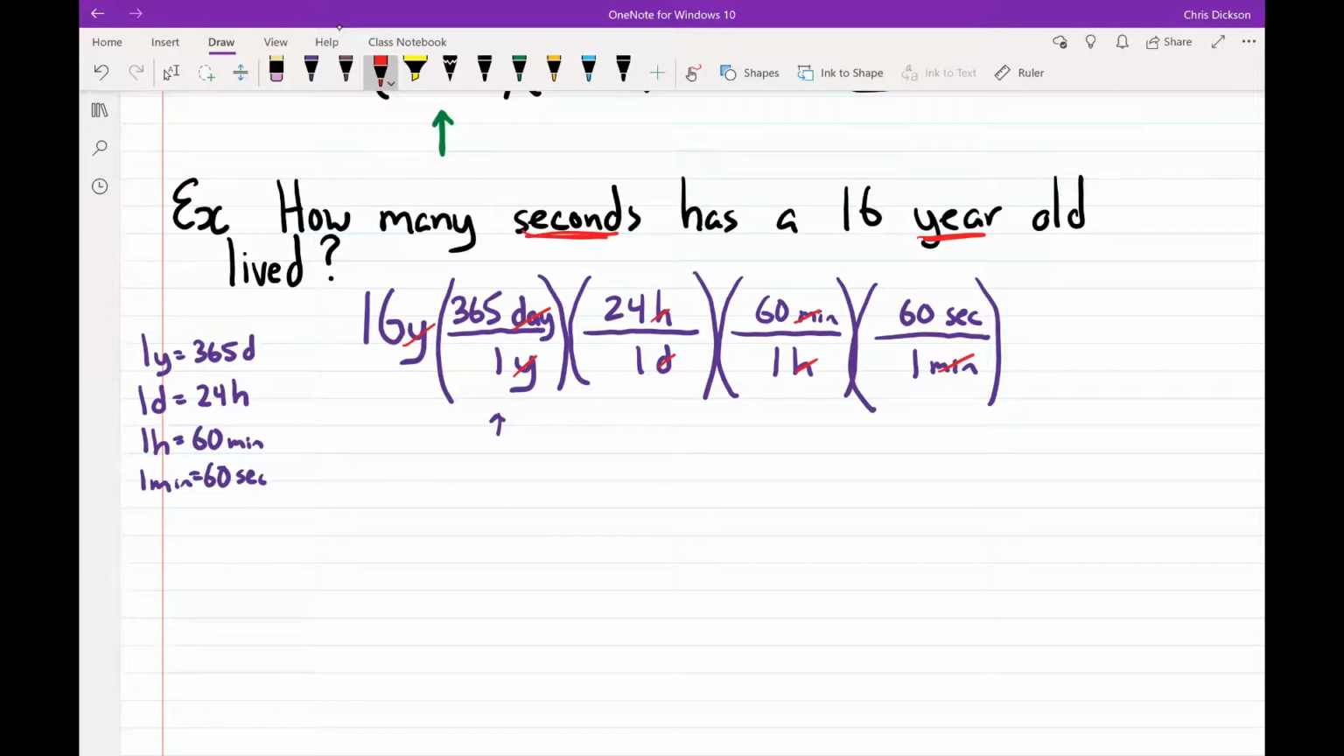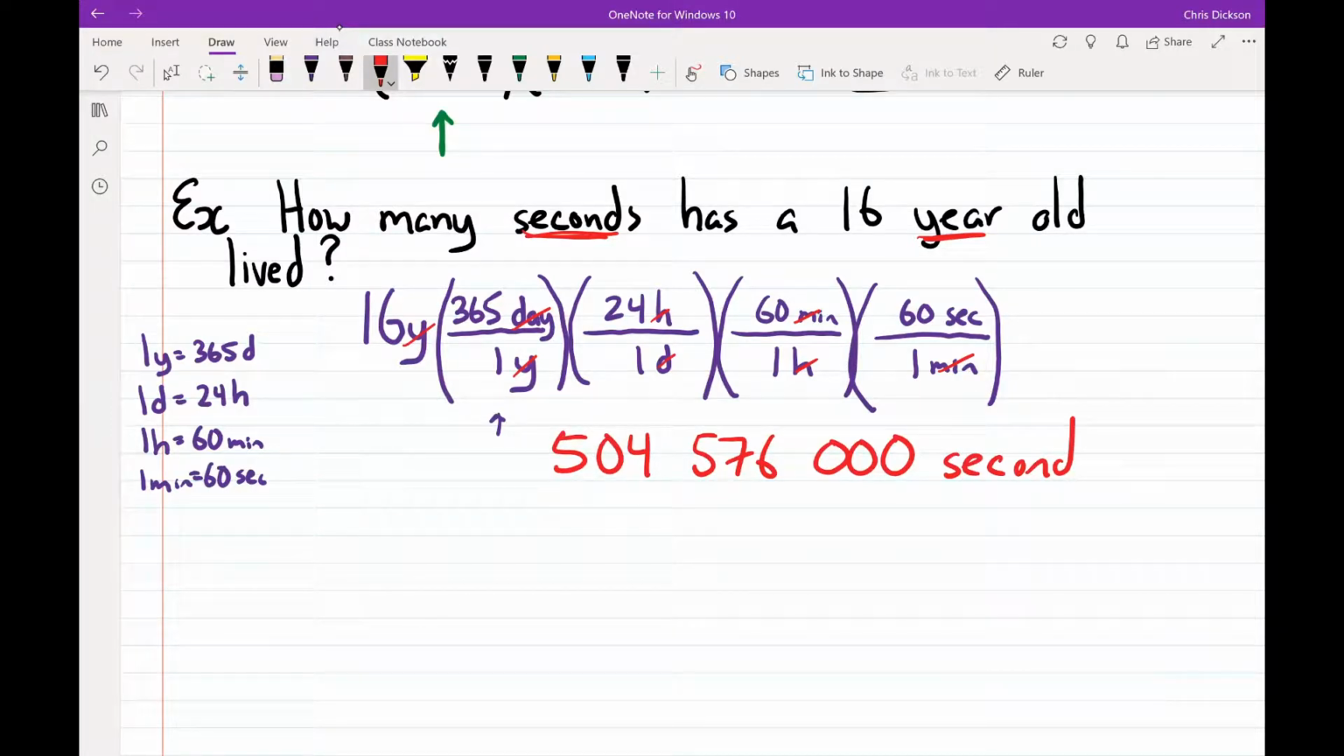And so I'm getting a ginormous number of 50 million, not 50 million, that would be incorrect. 504,576,000 seconds. So that's how many seconds you've been around for, if you're 16 years old. Okay, so that's a pretty big calculation. I think on your test you wouldn't get one that big, but in physics you will, in chemistry you will. And so this kind of analysis is important.